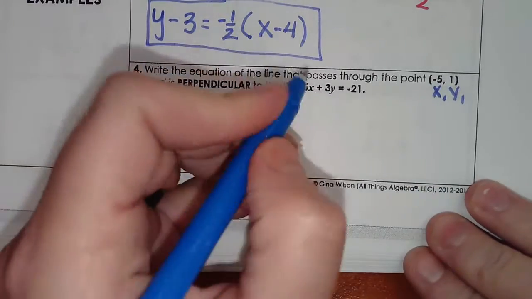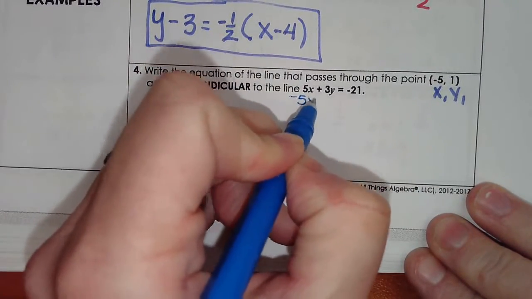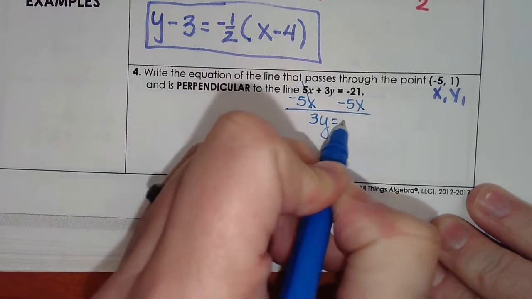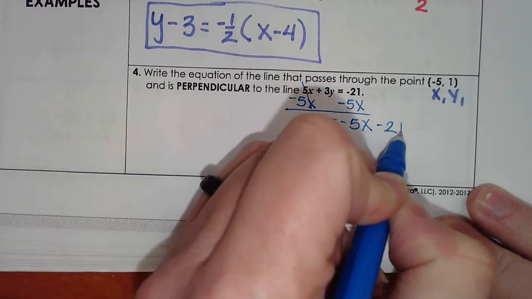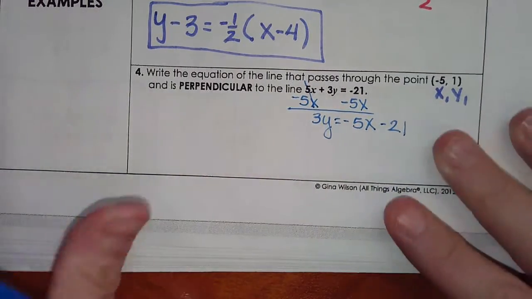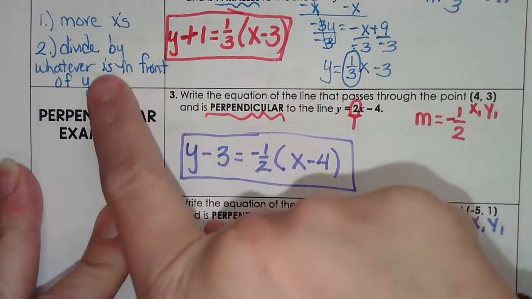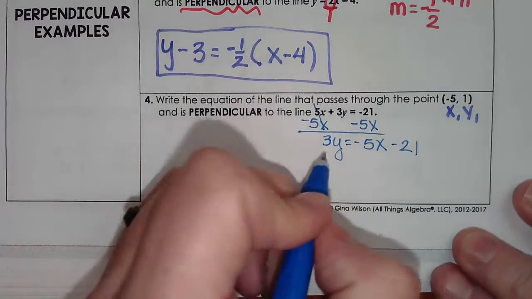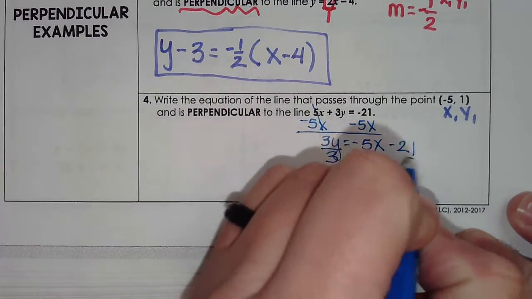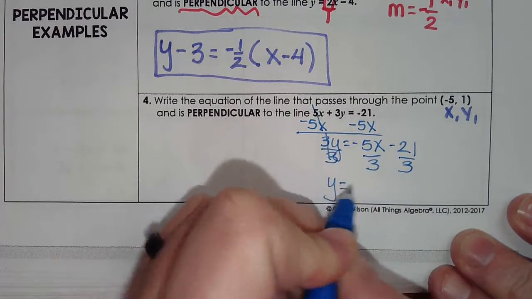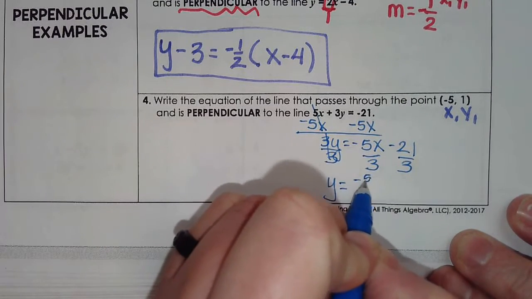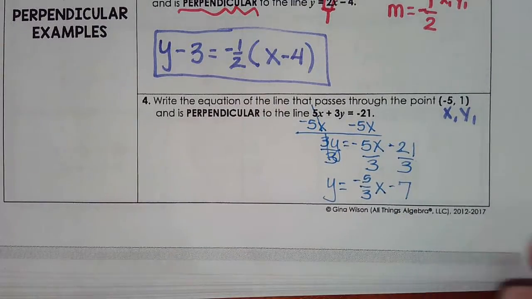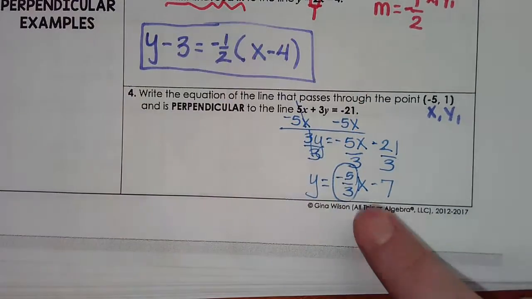So I have a positive 5x. So to bring it to the other side, I subtract 5x. And I get 3y equals negative 5x minus 21. I always put my x's out in front. Keep the signs. After you move your x's, then you're going to divide by whatever is in front of y. So there is a 3 in front of y. So you're going to divide everything by 3. And I get y equals, this can't be reduced, so leave it as negative 5/3 x. Negative 21 divided by 3 is negative 7. So this is the slope of this line.